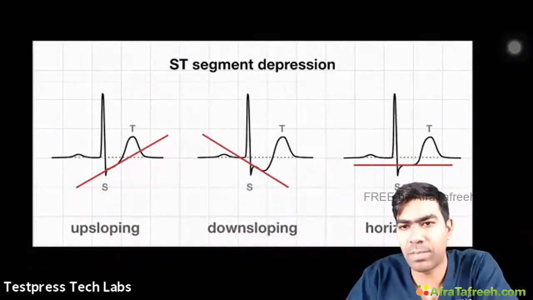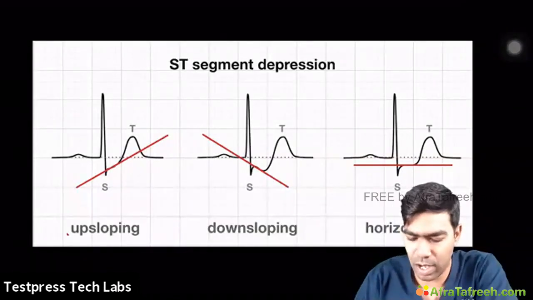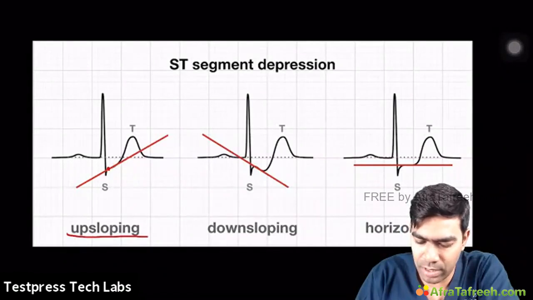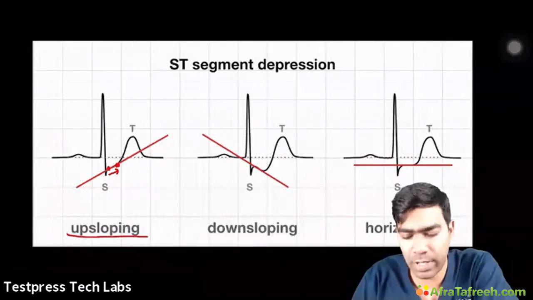So ST segment depression is of 3 types. One is called an upsloping type of ST depression. So basically you have the J point here, which I've drawn. Then from two small boxes, if you take the ST segment, that is somewhere around here. So if you connect this, the slope is upward. So this is an upsloping ST depression.